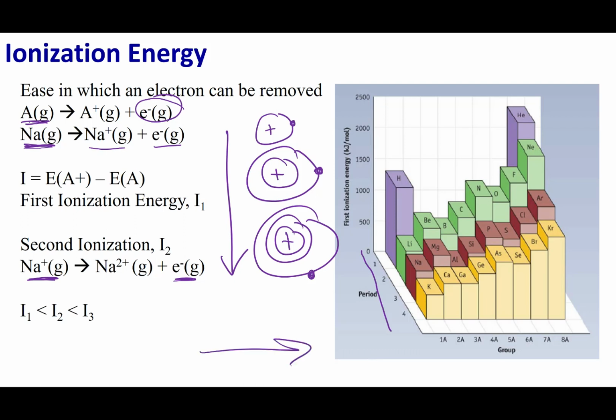The same is going to hold true as I go from left to right. Because the atoms are getting smaller, they are closer to the nucleus, and so that's why it's harder to pluck off electrons from the right-hand side of the periodic table compared to the left-hand side. So the general trend is that as you go from left to right, it's going to take more energy.